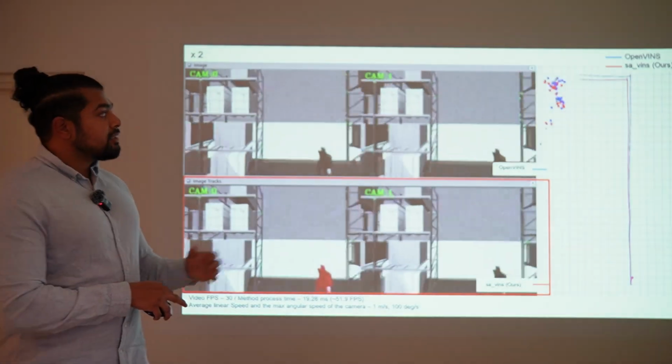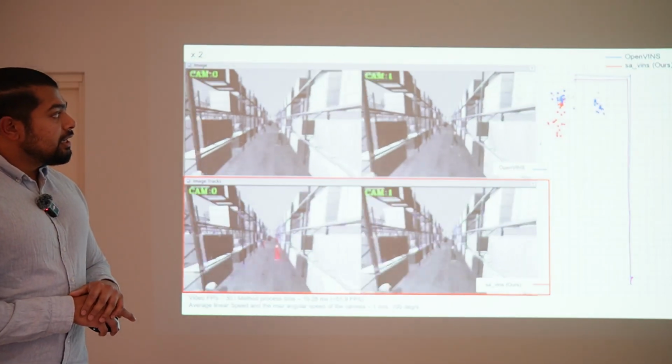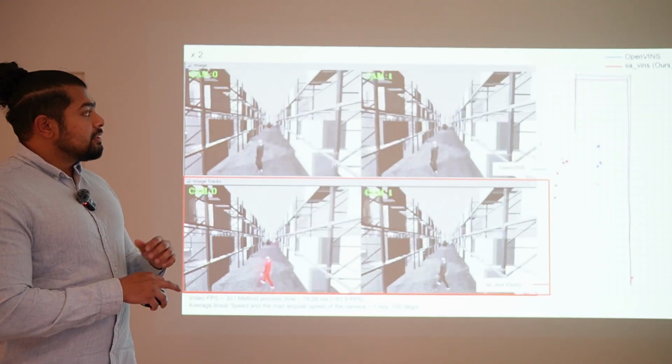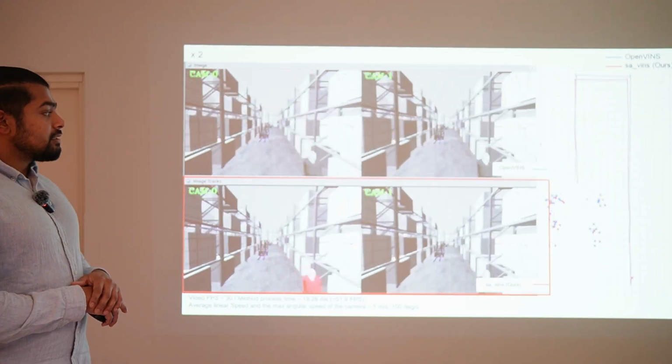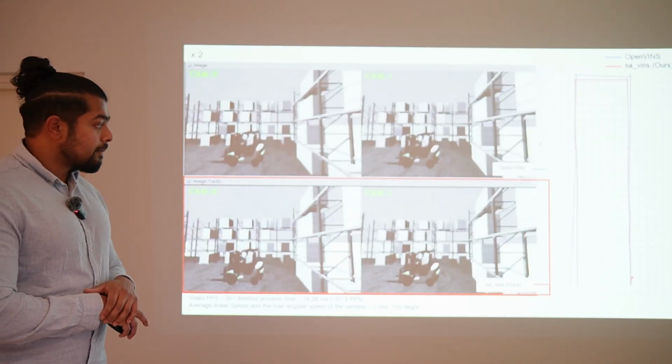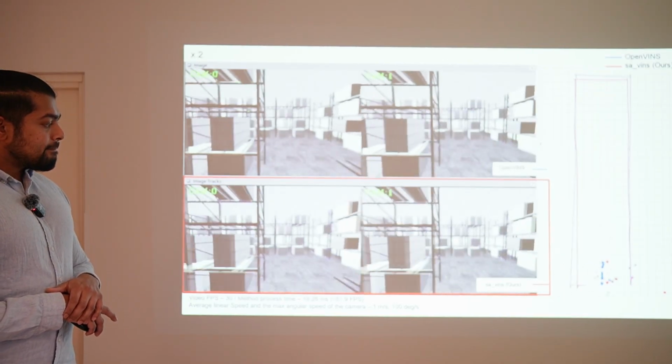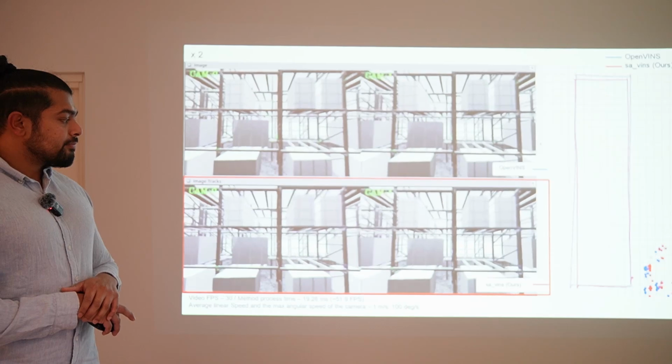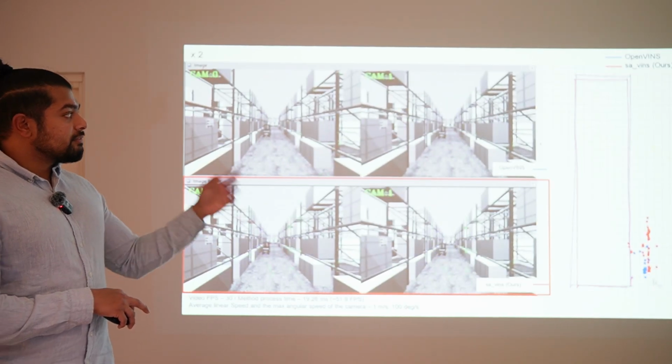And as a result, you can see on the right side, the drift induced by these outlier features is not present in our method, which is shown in red. You can see the final results now.